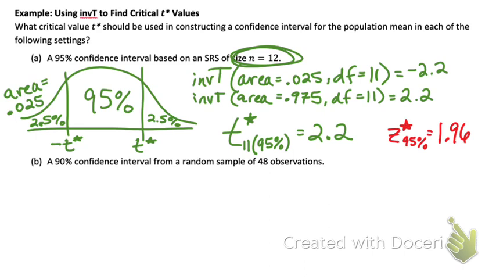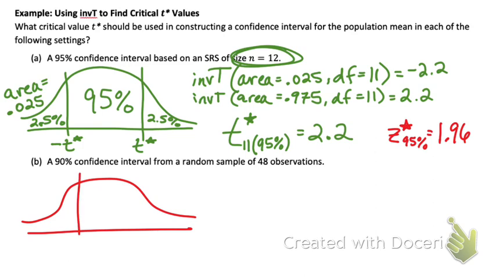All right, cool. One more T star critical value, and then we're going to do a four-step process with T. Oh, yeah. Life is good. 90% here in the middle. That means what's our area in one tail? 0.05. All right, so we can use inverse T.